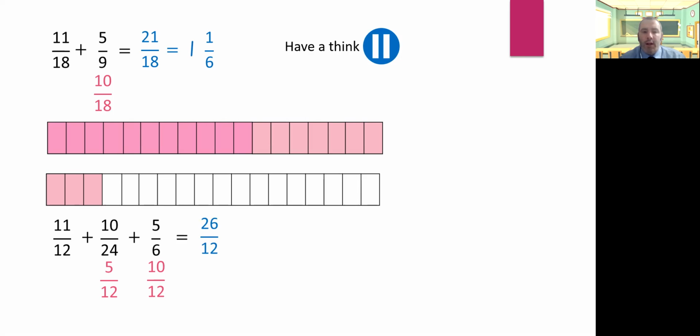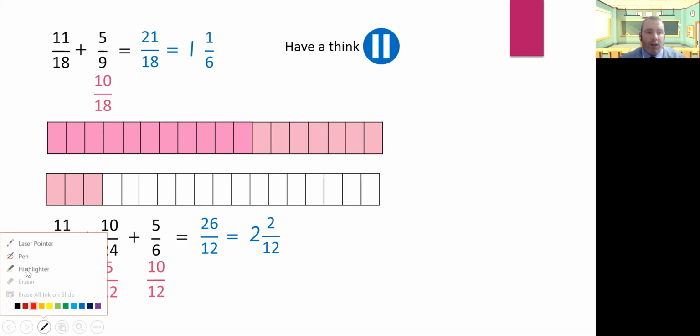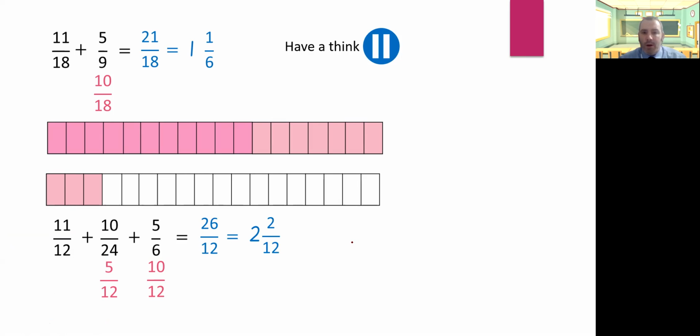Now, this is an improper fraction again. My numerator is bigger than my denominator. So I can divide my denominator into my numerator, and that will go in twice with a remainder of 2. So just to show you a nice, easy way of solving this, we can use the bus stop method that we learned when we were doing division earlier in the year. So I can divide 12 into 26. And I know it goes in twice, and I have a remainder of 2.